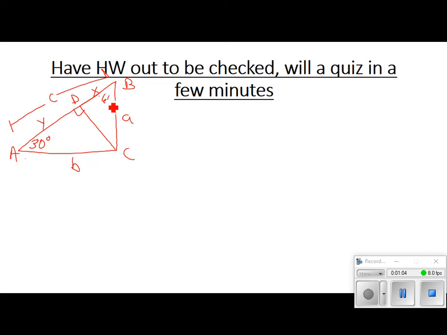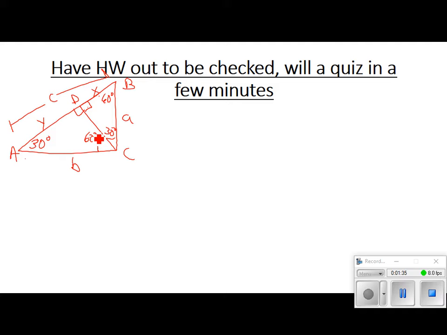60 degrees, and 90 degrees in C. What do you know about this angle right here then? It's 90 degrees. How about this angle? 30. How about this angle then? 60. So all three of these triangles, does everybody see all three triangles in that picture? All three of them are what kind of triangles? 30, 60, 90.